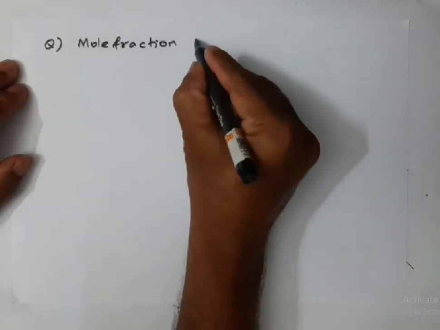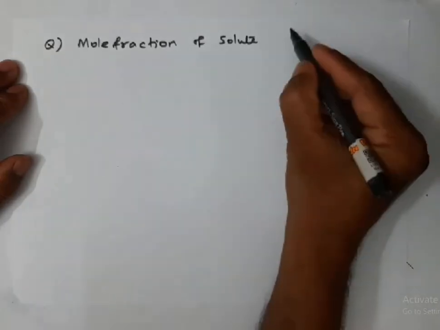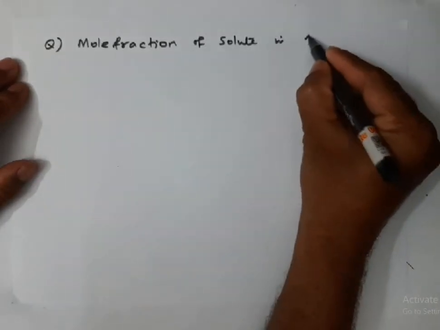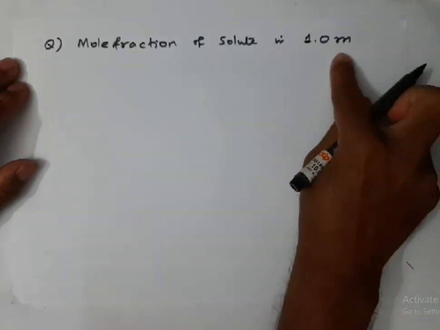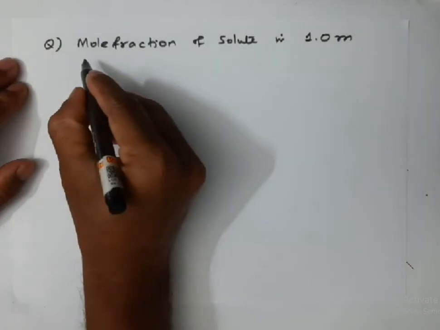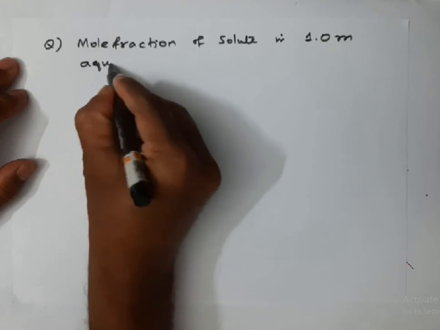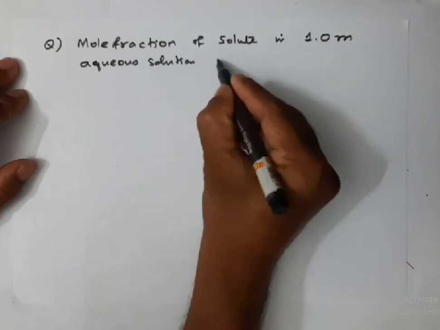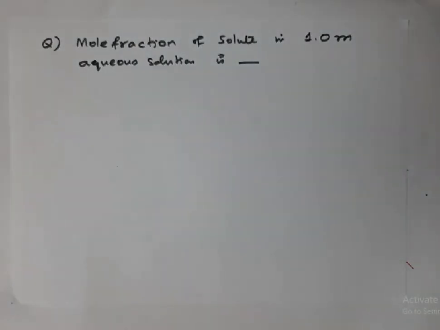Mole fraction of solute in 1.0 molal aqueous solution is dash. Okay, they gave 4 options.